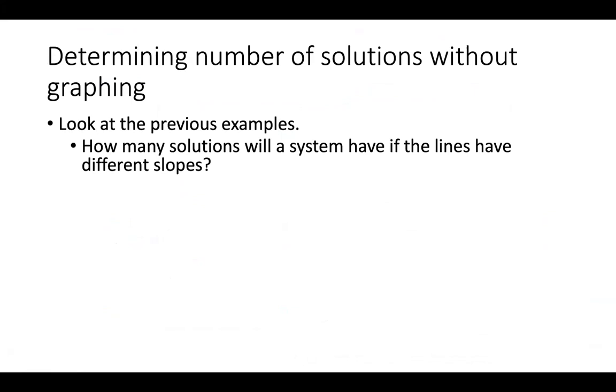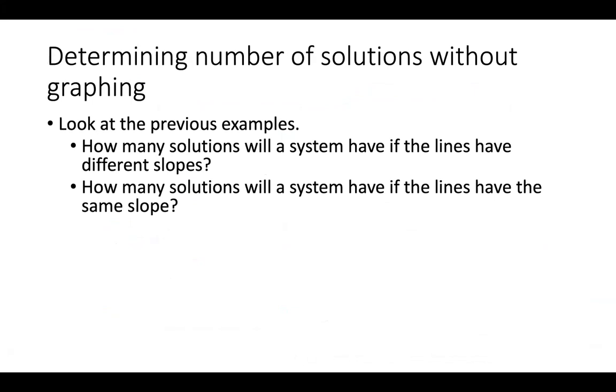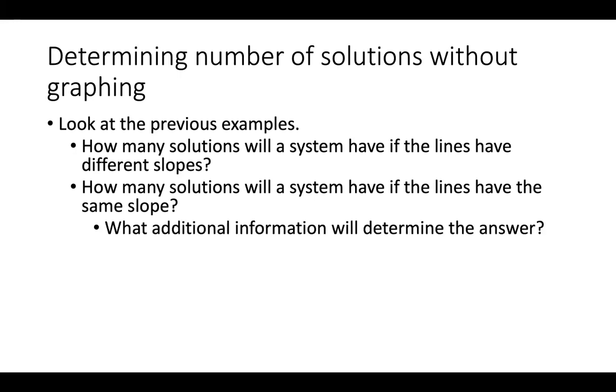Okay, so how many solutions will a system have if the lines have different slopes? The answer is 1, because in that case, the lines will always intersect in one point. How many solutions will a system have if the lines have the same slope? Well, there are 2 possible answers, either no solutions or infinitely many. All right, so those are kind of 2 extremes. So then the next question is, what additional information will help us determine which of those it is? Is it no solution, or is it infinitely many solutions?